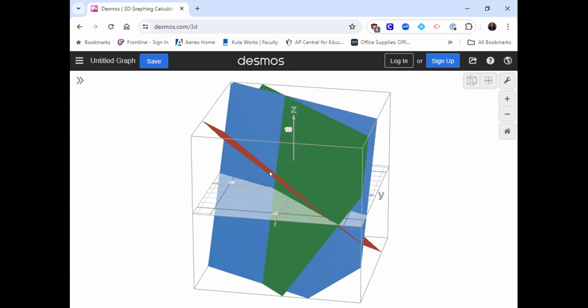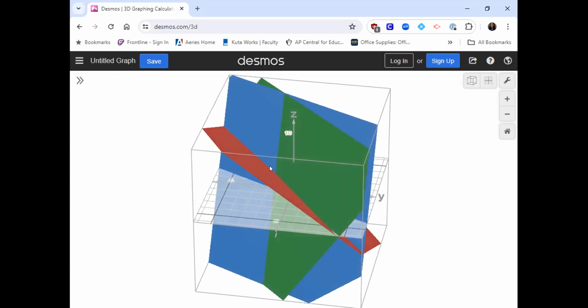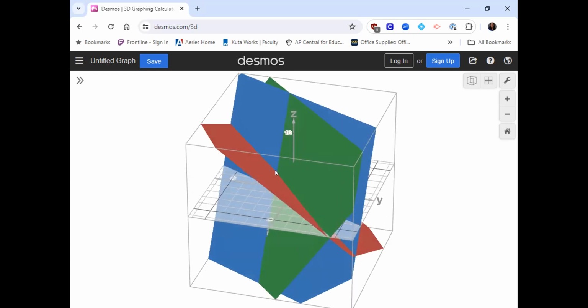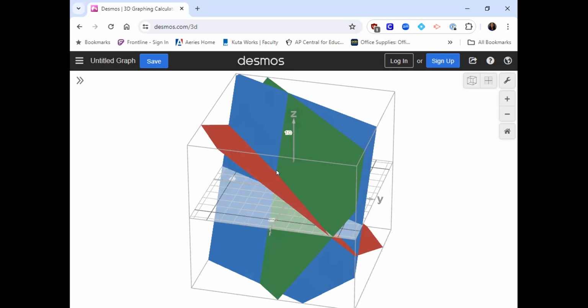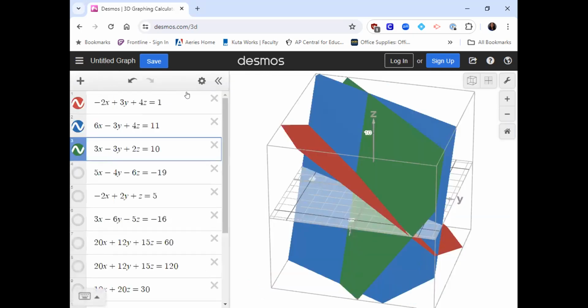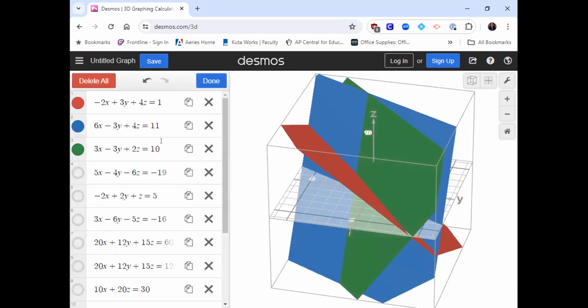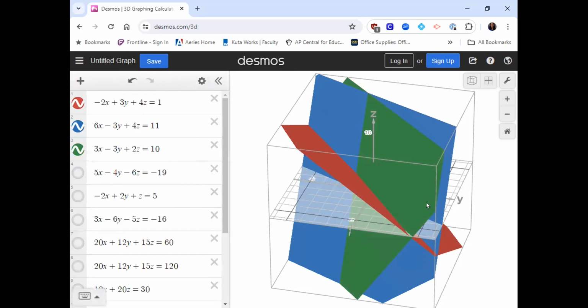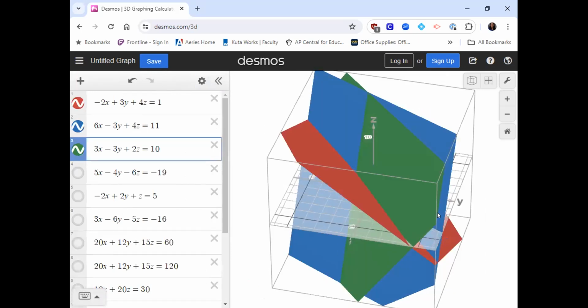I would never get that from this picture. And unfortunately, the 3D Desmos doesn't have the thing where you can just click and it'll tell you. There's no clicking and giving you the answer. Also, the 3D Desmos doesn't make a table either. There's no option for a table. So, cripes, we actually have to do the algebra.